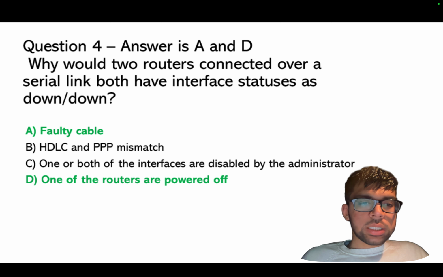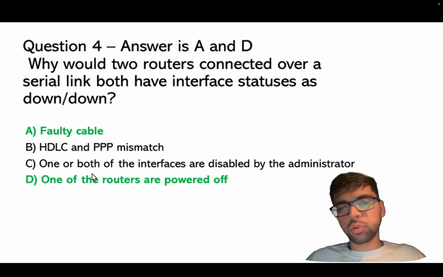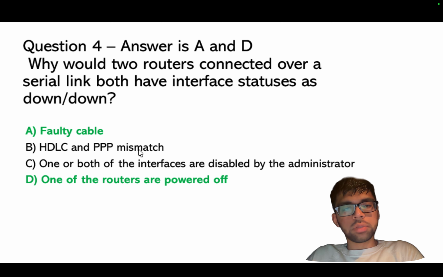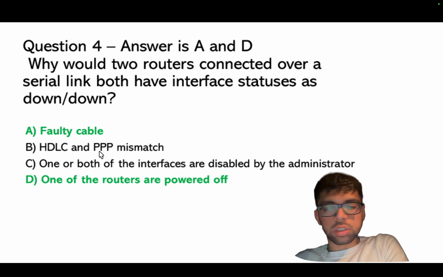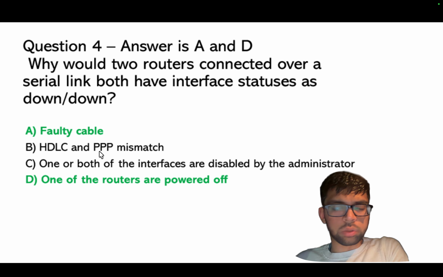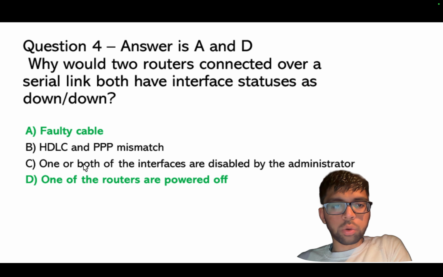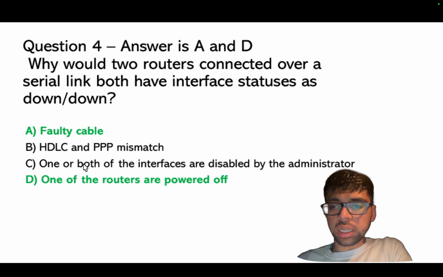Okay, so the answer is A and D. So faulty cable and one of the routers being powered off. The other two options are talking about a layer 2 issue, which has nothing to do with the line status being down. Why would the line status be down for an HDLC and PPP mismatch? That's something layer 2. And one or both of the interfaces being disabled by the administrator: if that was the case, then it would say administratively down, not down. So that's the key thing to know there.